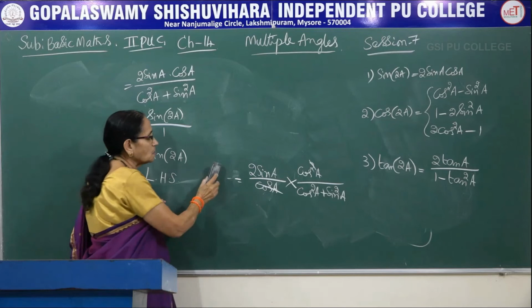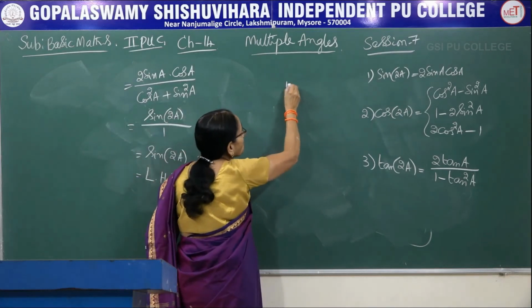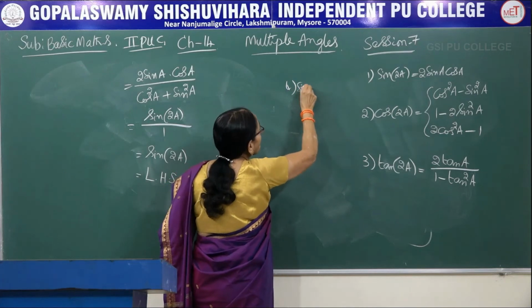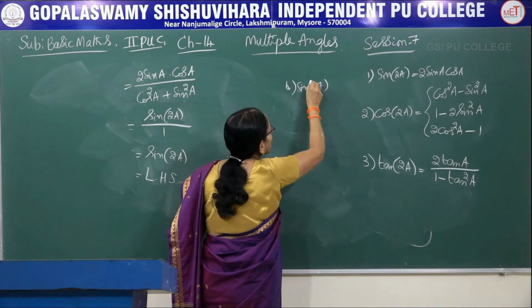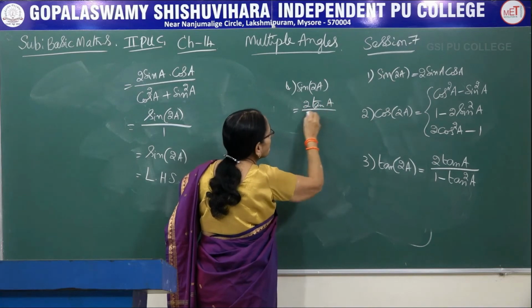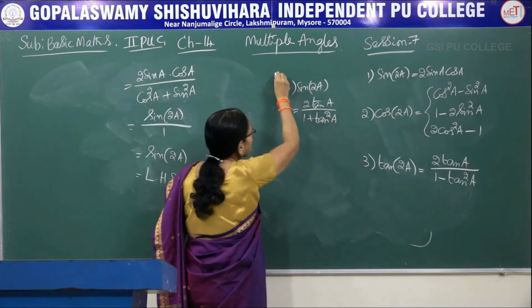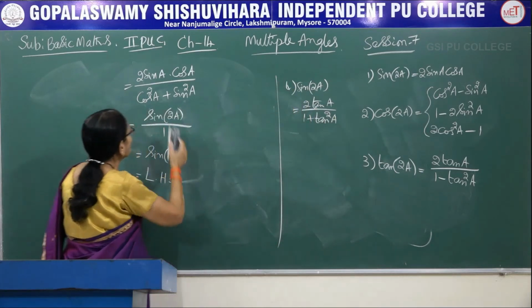Now even this can be given for a 2-mark question. So this is the fourth formula. You are having sin of 2A. Sin of 2A is equal to 2 tan A divided by 1 plus tan square A.